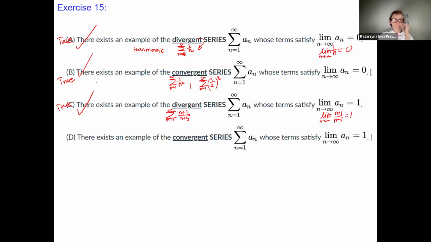Okay, and what about D? Convergent, then the limit is 1. No, that's false. If the limit is different than 0, it will always be divergent. That's false. No such example.